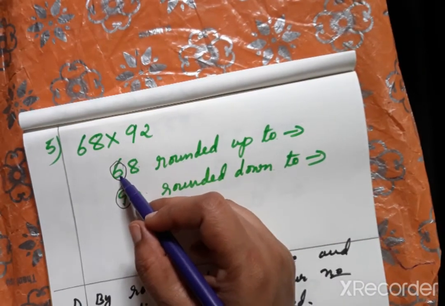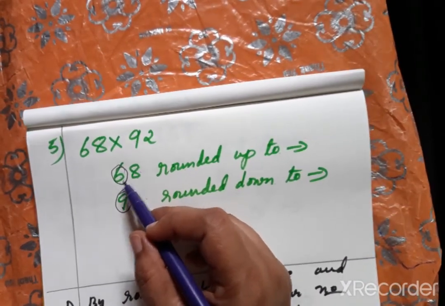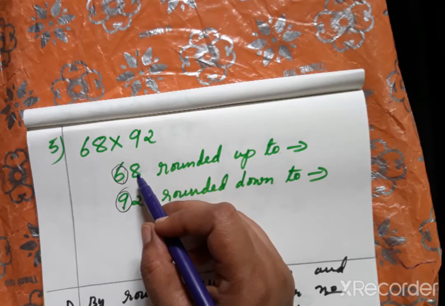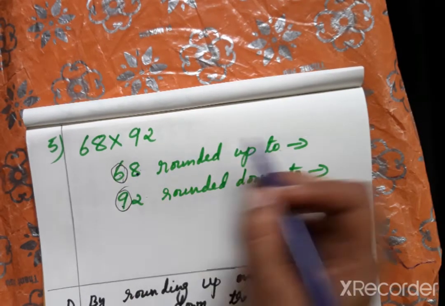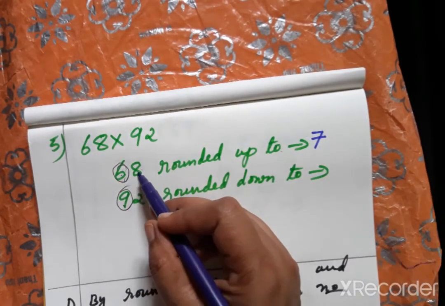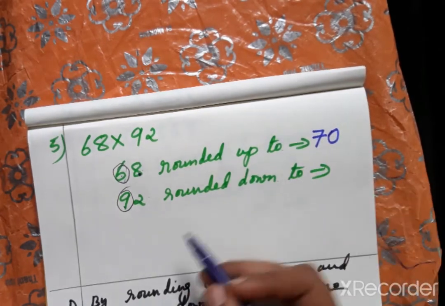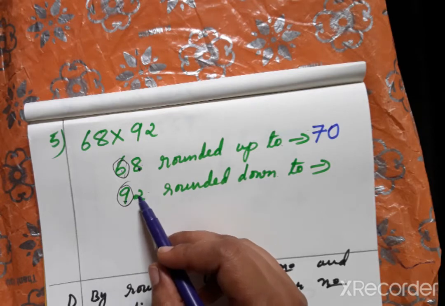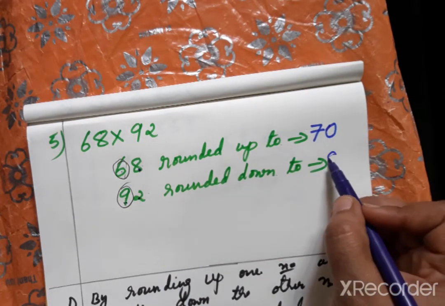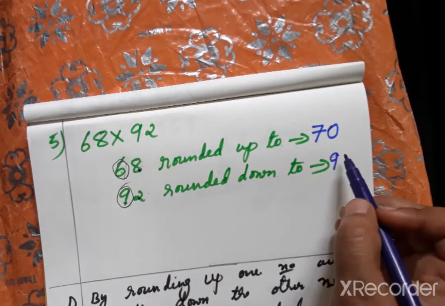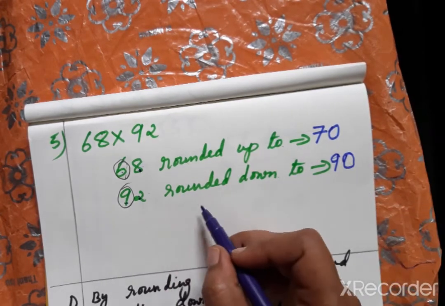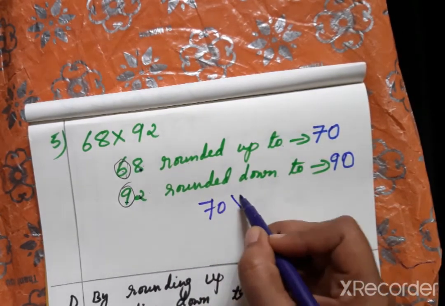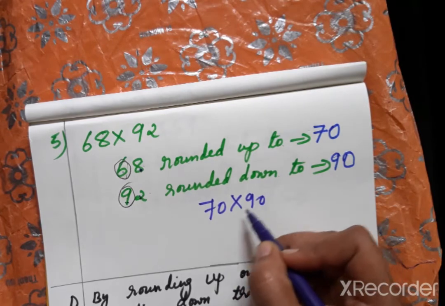So 6 we are rounding up. Rounding up means knock next door, and here it is greater than 5. Greater than 5 means 6 will become 7, and once the door is knocked, that person becomes poor, 0. 8 is now 0. 9 is less than 5, meaning it stays as it is, no changes. Once the door is knocked, that person becomes poor, 0. Now the rounded numbers are 70 into 90.